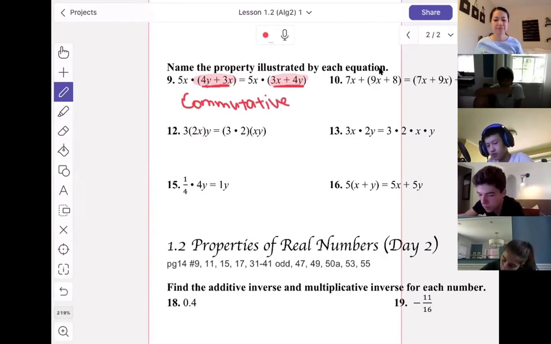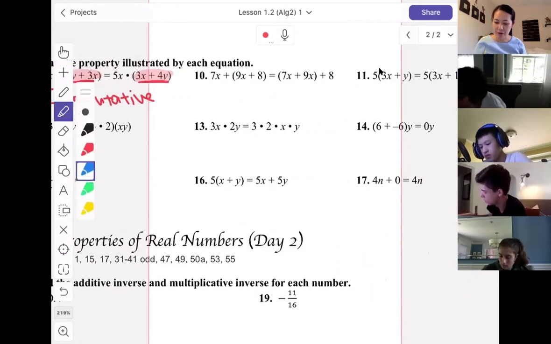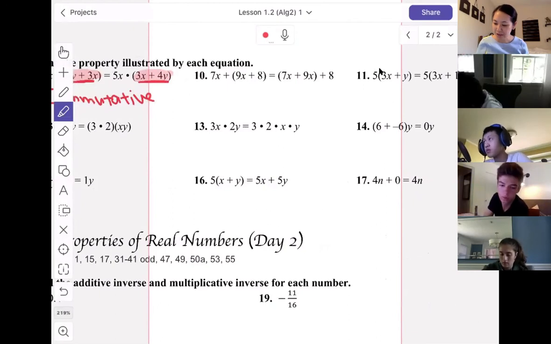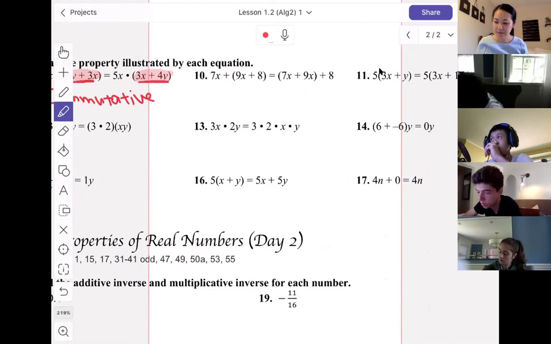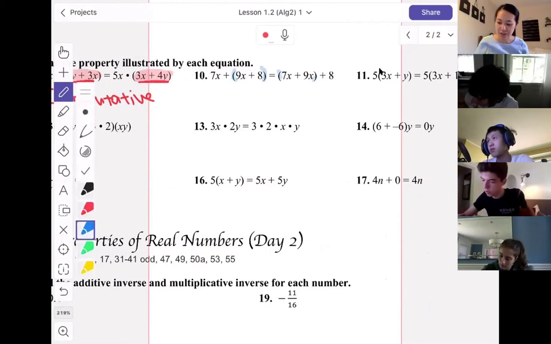All right, and that's number 9. Number 10, doing the same thing, I'm going to look at what looks different. So here I have 7x plus 9x plus 8. Right-hand side, 7x plus 9x plus 8. Order is the same. The only difference is these parentheses have moved. So that is going to be associative.